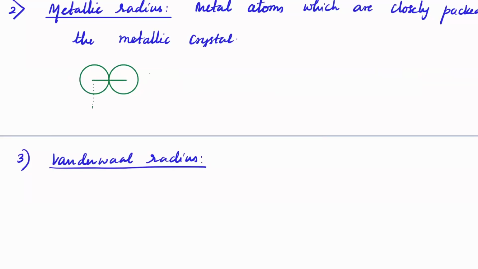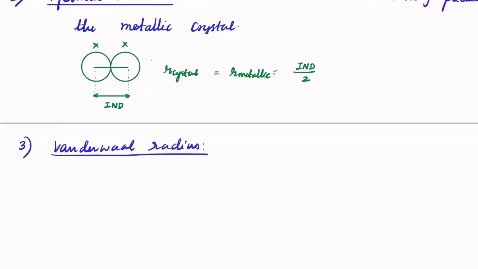If they are touching each other, we can expect the internuclear distance between them to be this, IND. This is element X, and this is element X, the same element. So the radius of the crystal, or metallic radius, is simply the internuclear distance divided by 2. That's it. That will be the metallic radius. Nothing much to discuss.